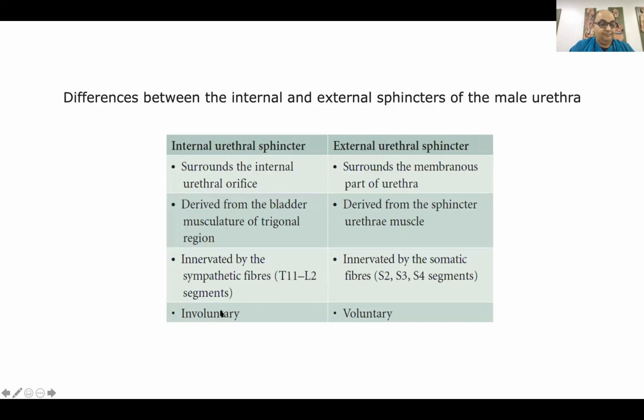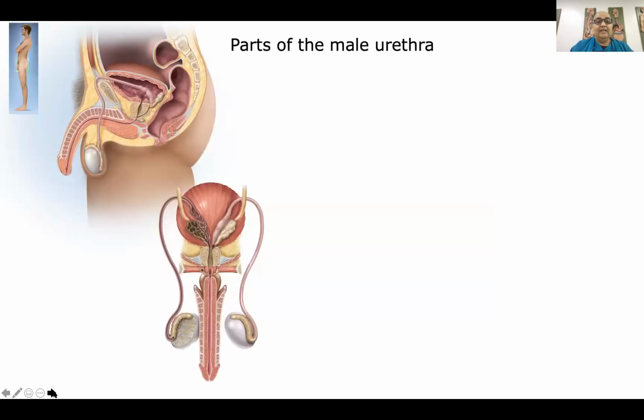Thank you, guys. Okay, so let's proceed further. Now, parts of the male urethra. A male is standing here. We made a sagittal section. You can see how the vas deferens is going and connecting. You can see that it's joining the seminal vesicle, making this ejaculatory duct. They are connected to the prostatic urethra.